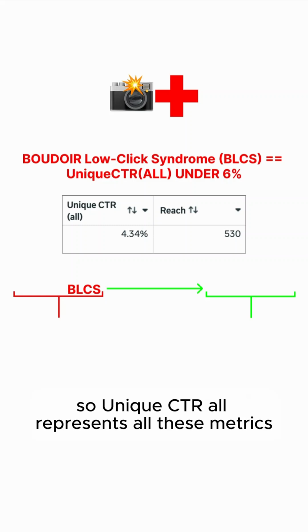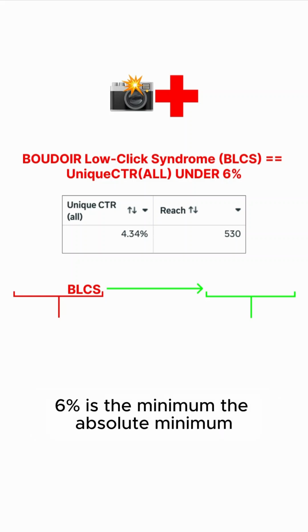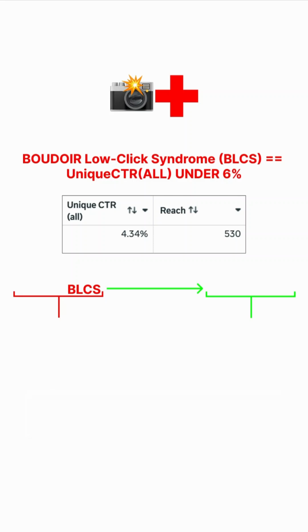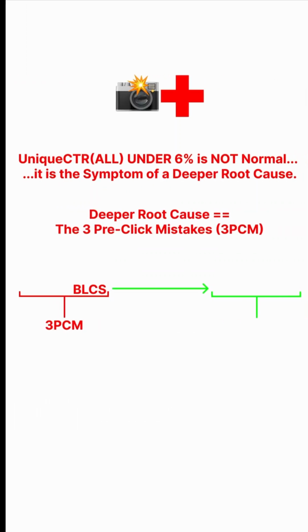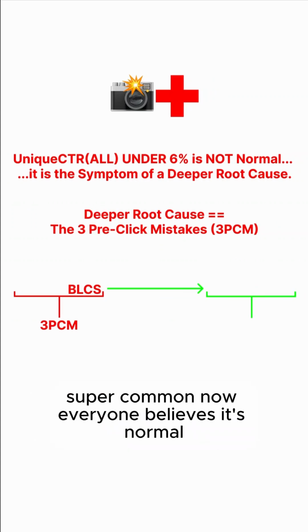So unique CTR represents all these metrics, and we need to get this number as high as possible. 6% is the absolute minimum. If there's a unique CTR that's under 6%, we've got massive big problems. 100% of Boudoir Facebook ads can have a unique CTR above 6%. So a unique CTR under 6% is not normal. Super common though. Everyone believes it's normal. Everyone just leaves it alone. Nobody tries to fix it.